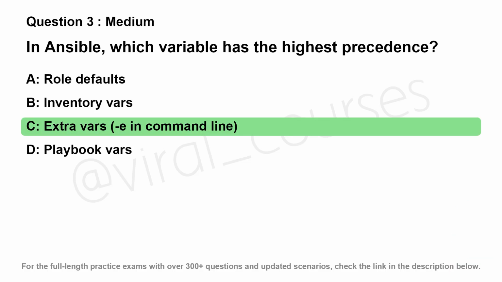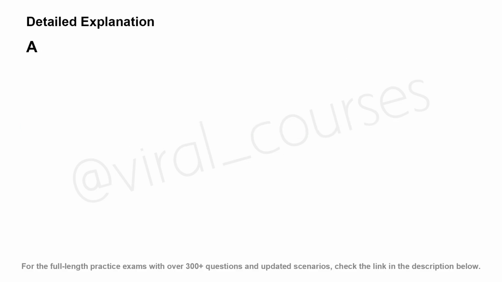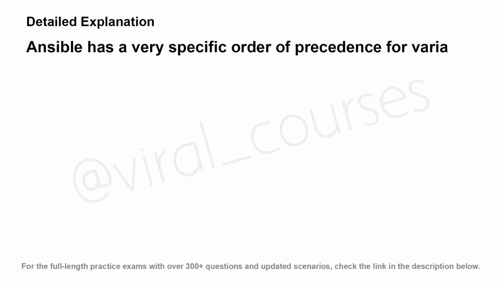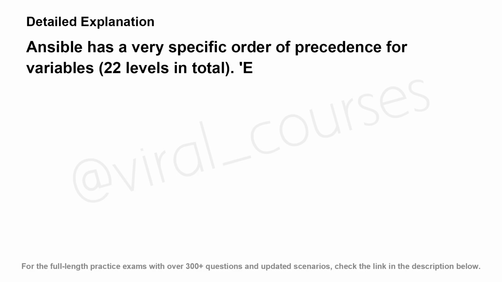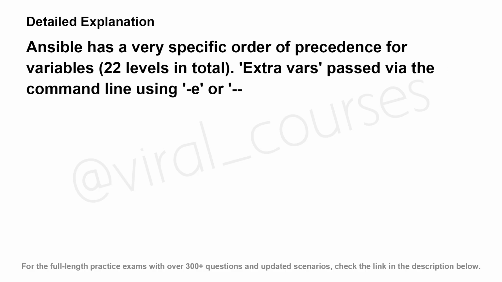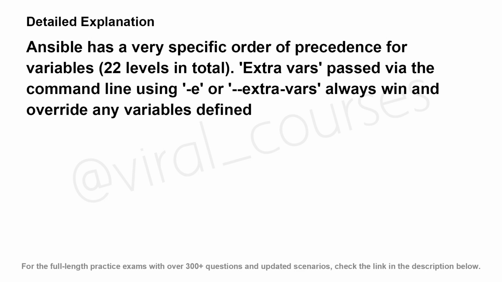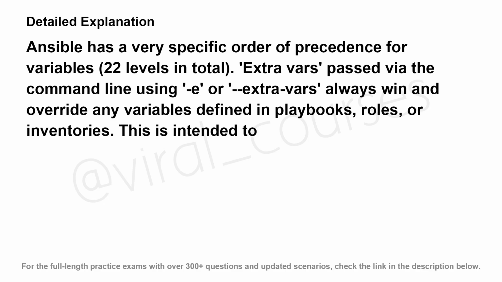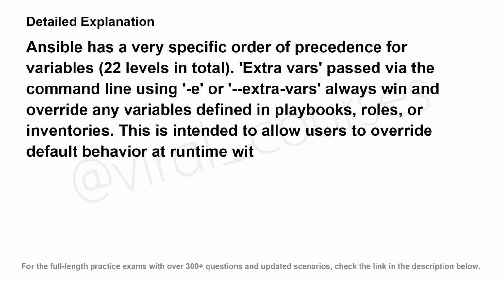The correct answer is C. Ansible has a very specific order of precedence for variables, 22 levels in total. Extra vars passed via the command line using -e or --extra-vars always win and override any variables defined in playbooks, roles, or inventories. This is intended to allow users to override default behavior at runtime without modifying the code.